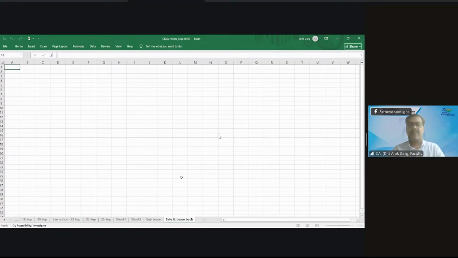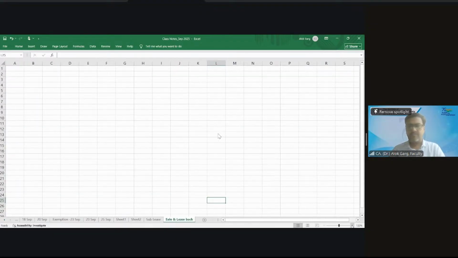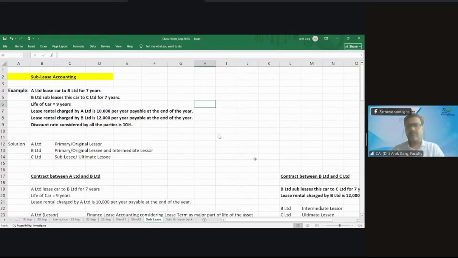Sir, on sublease, I have one query. In the intermediate lease, when he is subleasing, it becomes an operating lease. At that time, is he eligible to recognize depreciation as well? Of course, yes. If he is not de-recognizing the asset and is continuing with the asset, he has to charge depreciation also. Otherwise, how will this asset become zero?